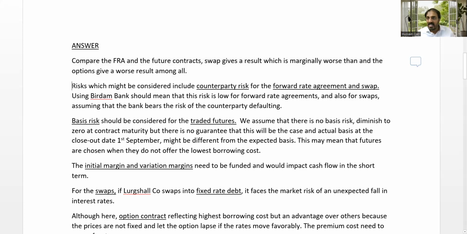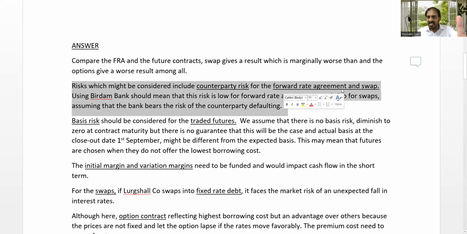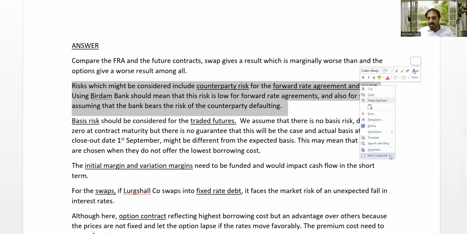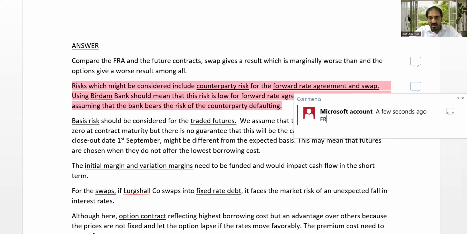For example, here, risk might be considered, include counterparty risk for the forward and swap. Using Bread and Bank should mean risk is low for the forward agreement and also for swaps, assuming the bank bears the counterparty risk. You can add that Bread and Bank's credibility is better, forward rate risk, and the swap counterparty risk is borne by the bank. So this point is covered. So that is the point for forward.